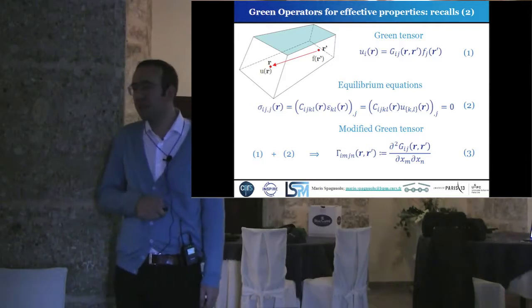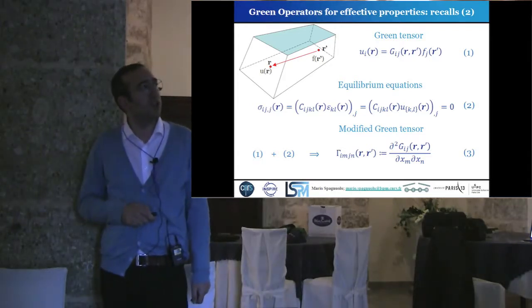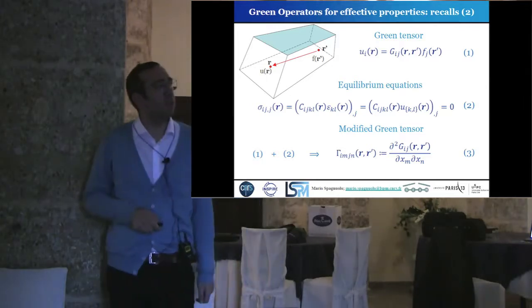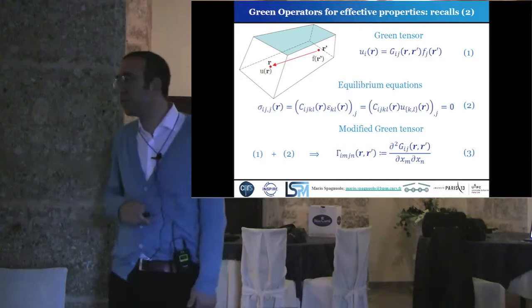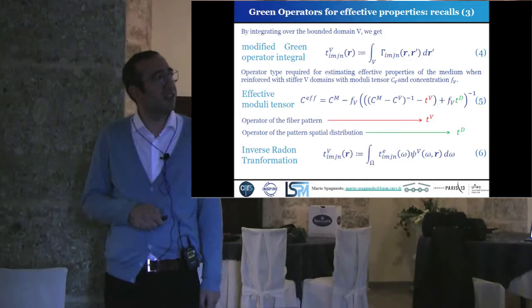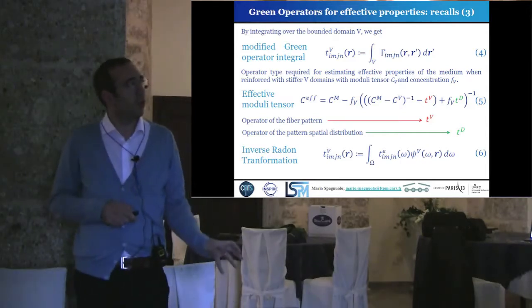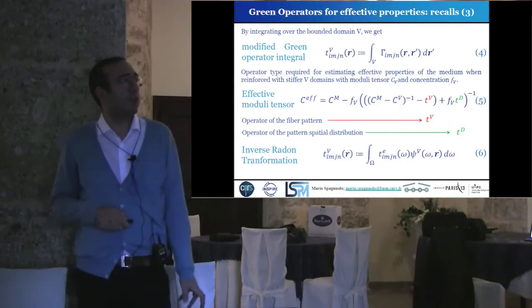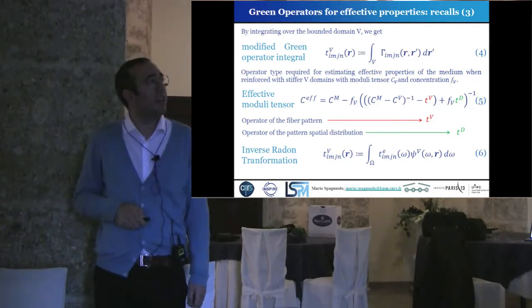We do it in electromagnetism, and also in particle physics we have something analogous to this. If we join this definition with the equilibrium equations, we have linear elasticity here, we can derive the so-called modified Green tensor, which is this, and which is related to the properties of the composite material. We integrate it on the volume of the single inclusion, and we obtain the modified Green operator integral, and via these Green operator integrals we can build the effective moduli tensor, which is built by the properties of the matrix, the properties of the inclusions, the fiber concentration F, and these two objects.